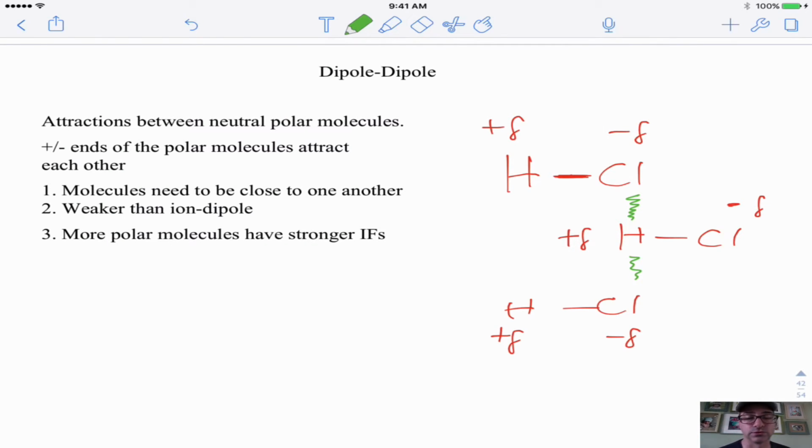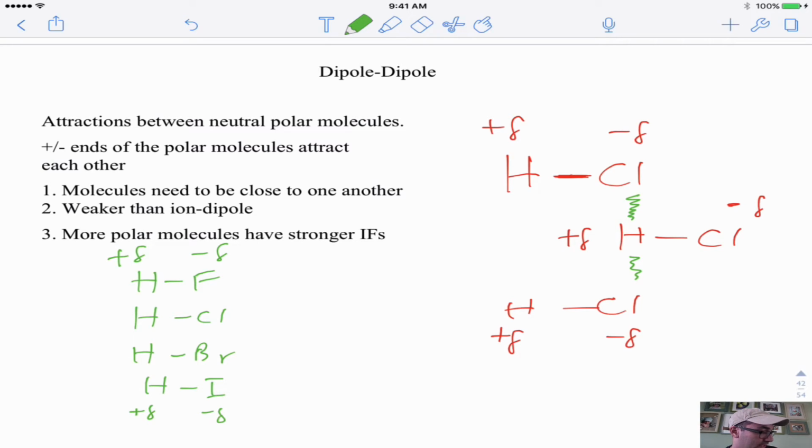Now, when we look at molecules, the more polar they are, the more that they stick together. And so if I were to look at different molecules, like HF, HCl, HBr, HI, what you'll tend to see is that this has the biggest partial positive, partial negative, and this has the smallest partial positive, partial negative. This would have the strongest IMF. In my notes I put IF, but IMF, same thing. And this would have the weakest.